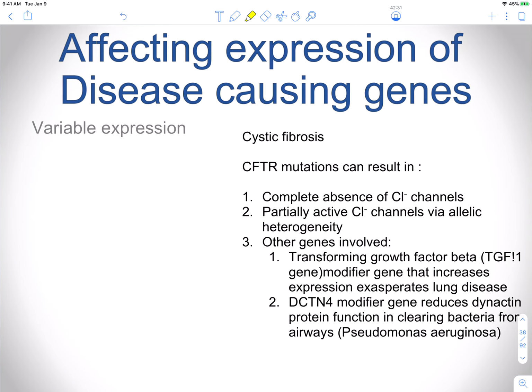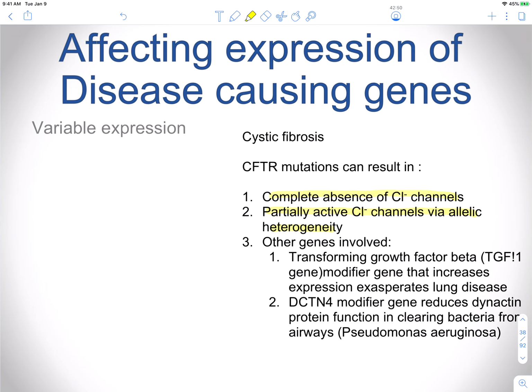Cystic fibrosis that we already talked about, there are different types of mutations that can lead to different phenotypes of cystic fibrosis, so the expression is going to be variable. You have partially active chloride channels or complete absence of chloride channels, so that's that type 1, complete absence.